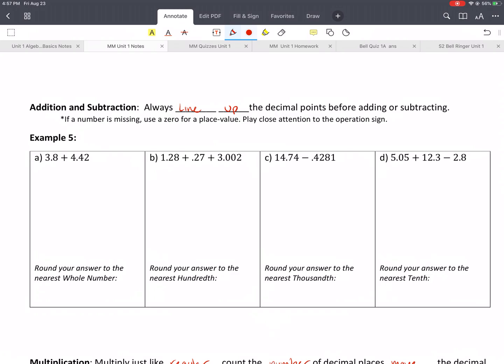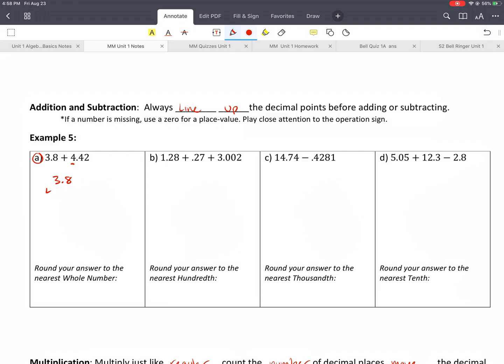All right, addition and subtraction with decimals. Always line up your decimal points before adding or subtracting. For example, let's look at A. If you wanted to add 3.8 to 4.42 and wrote it like this, 4.2 or 42, then your decimals wouldn't be aligned.